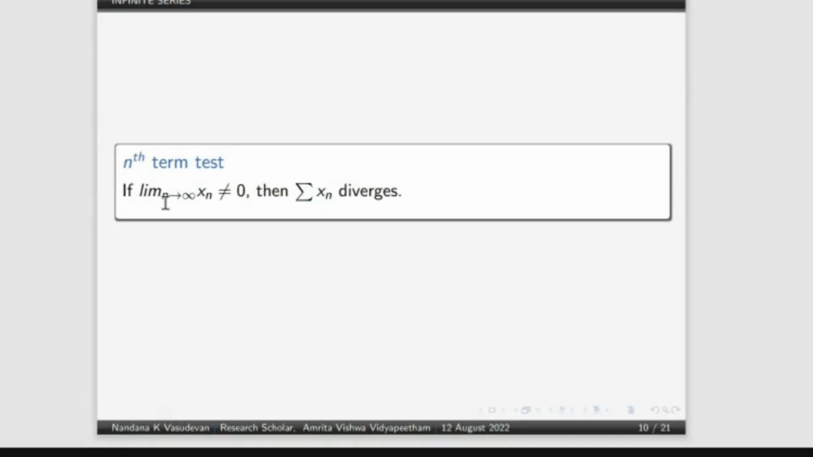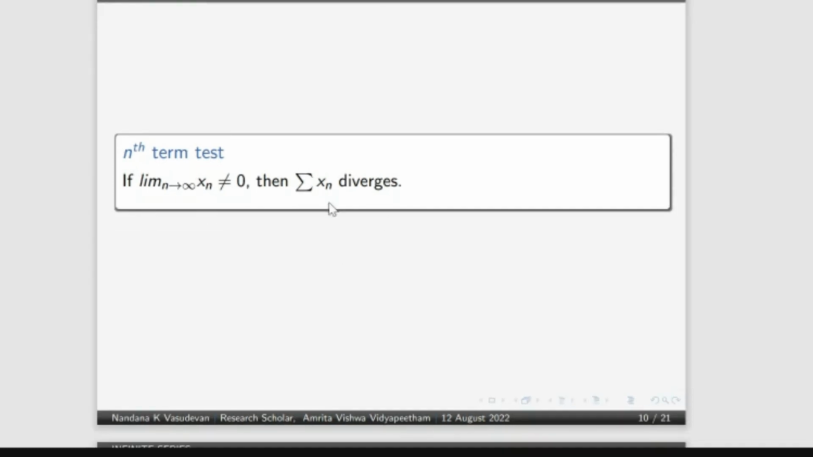So if the limit as n tends to infinity of xn is non-zero, then the series xn diverges. That is just what we have told earlier: if it is not convergent, the only possibility is that of divergence. So the series is divergent. This is only for checking divergence. We cannot check convergence using this test, right?